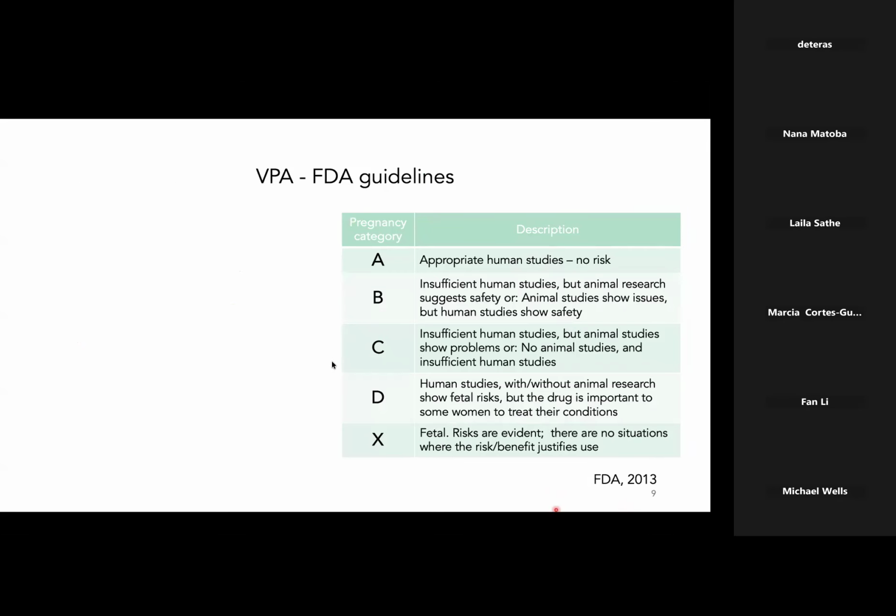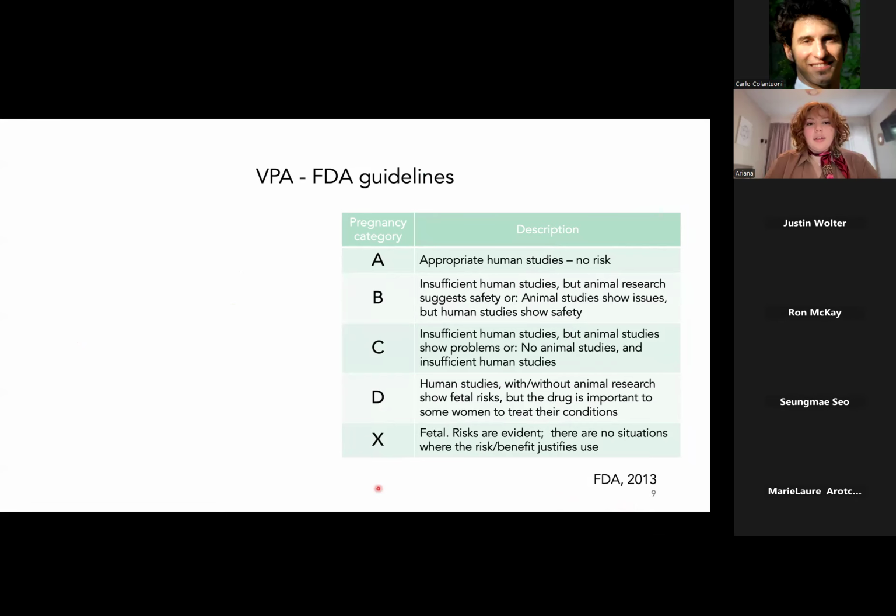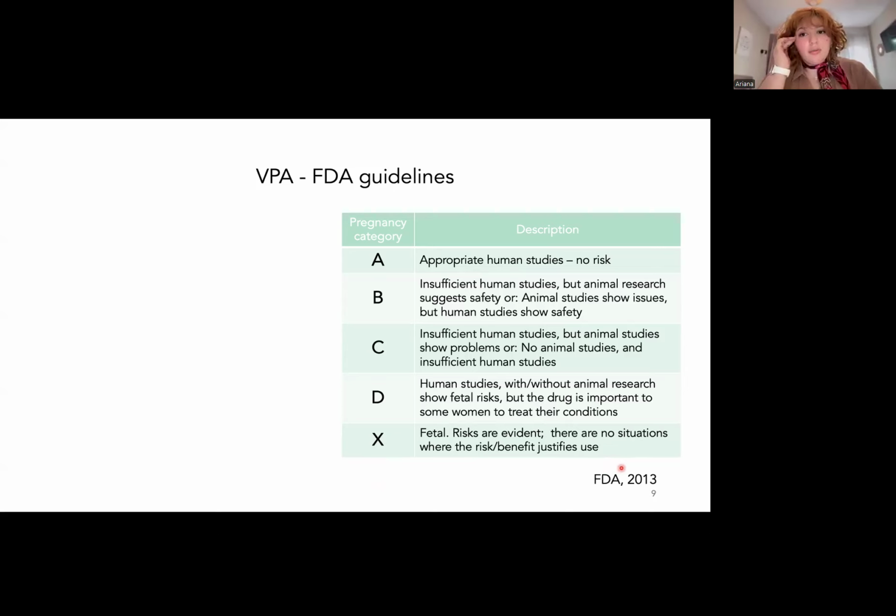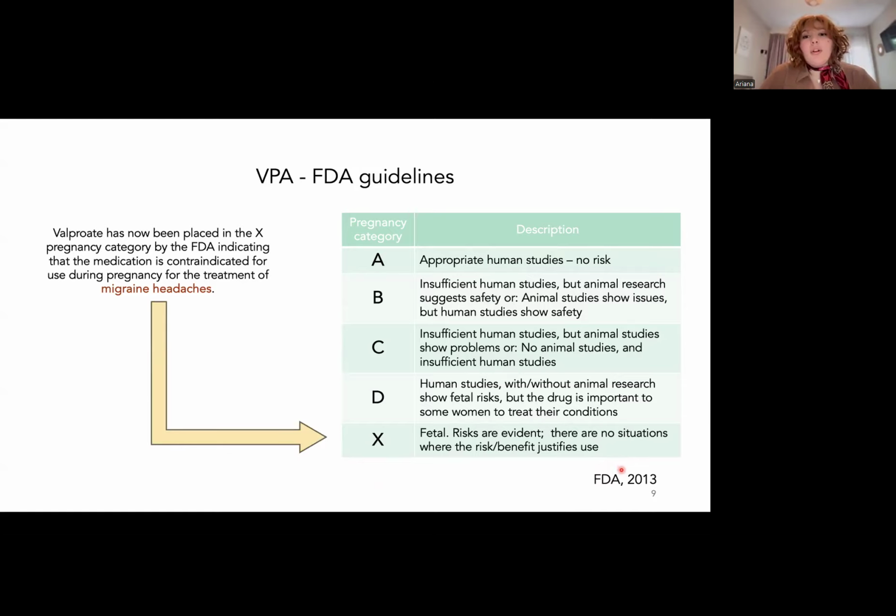Given these risks, the FDA has placed valproic acid in pregnancy category X for migraine treatment, which means that the benefits do not justify the risk of malformations, and it will remain in category D for treatment of seizures and bipolar disorder. Pregnancy category D indicates that there is positive evidence of human fetal risk, but the benefits of use in pregnant women may be acceptable despite the risks, if the drug is needed in a life-threatening situation or for a serious disease for which safer drugs cannot be used or are ineffective.